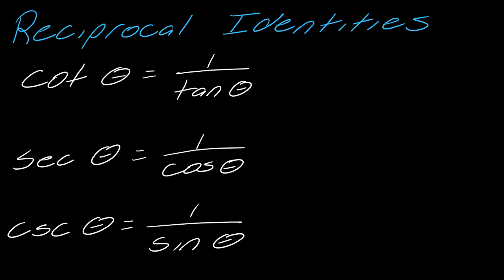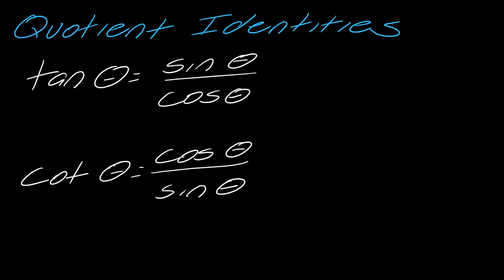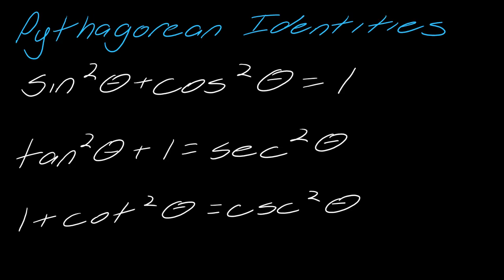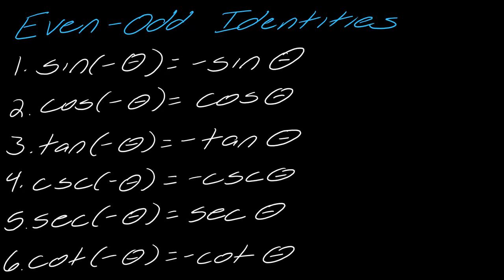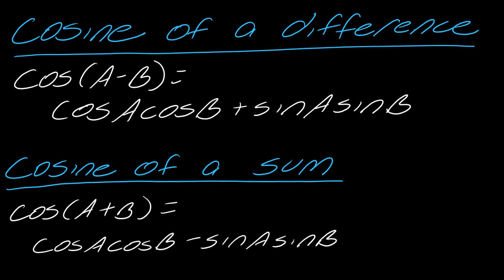So I'm just going to throw these up on the screen: reciprocal identities, quotient identities. You can just pause if you need to write them down. Pythagorean identities, even odd identities. And by the way, if there's some of these that you don't know how to use, I have a video on basically all of these sets, so you can go back and check out any of my videos.